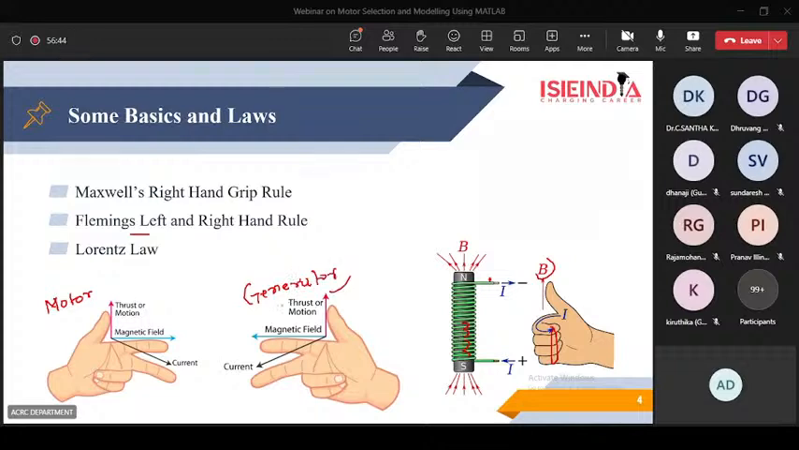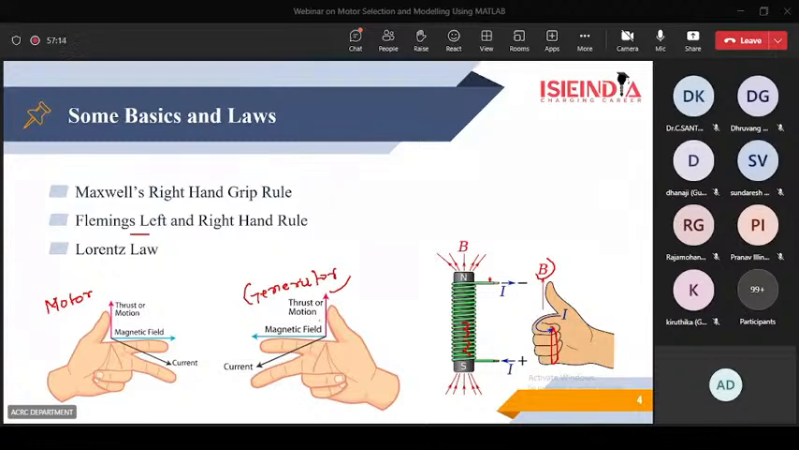In a generator, we give the mechanical input and we get the electrical output. So we can see in a generator, when we give a mechanical input, due to that rotation, the magnetic field is produced, and we can relate the direction of the current by Fleming's right hand rule.